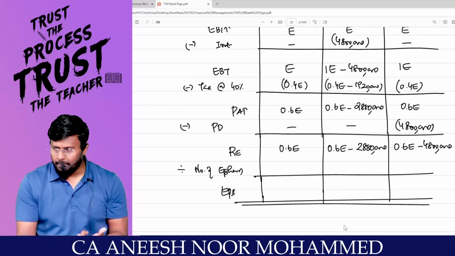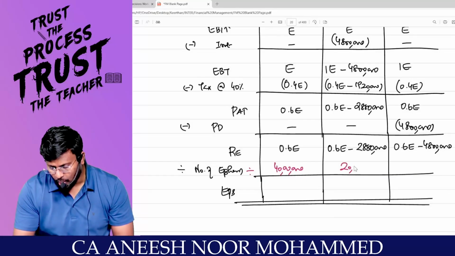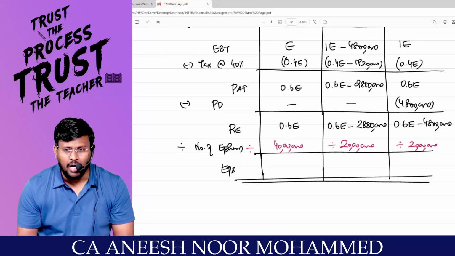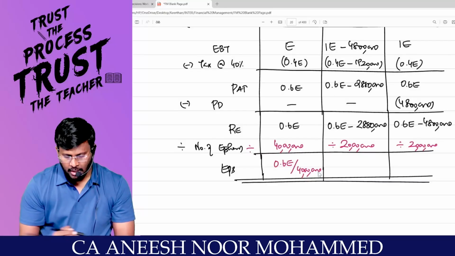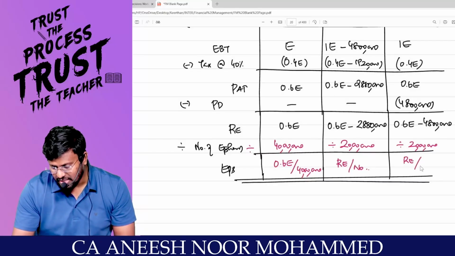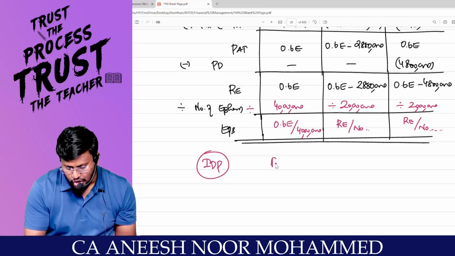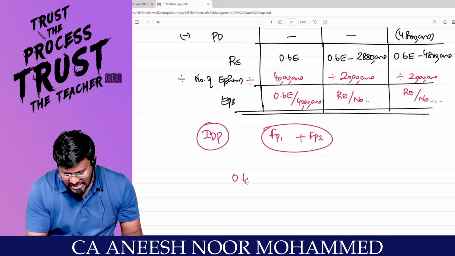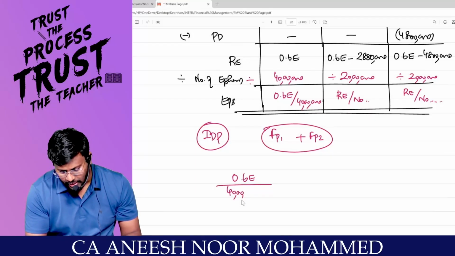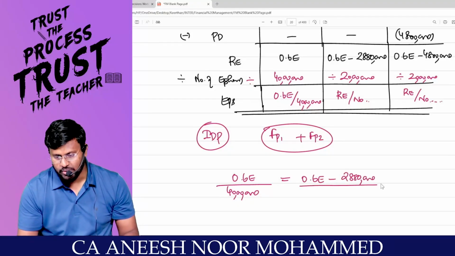Comfortable? Under option number 1, how much is the number of equity shares? 40 lakhs. We already calculated. Under option number 2, how much is the number of equity shares? And in option number 3, how much is the number of equity shares? So my EPS, earnings per share, is equal to 0.6 EBIT divided by 40 lakhs. Basically residual earnings divided by number of equity shares. Now I am going to calculate the indifference point for financial plan 1 and financial plan 2. Are you all really with me? That means 0.6 EBIT divided by 40 lakhs should be equal to 0.6 EBIT minus 28 lakh 80,000 divided by 20 lakhs.